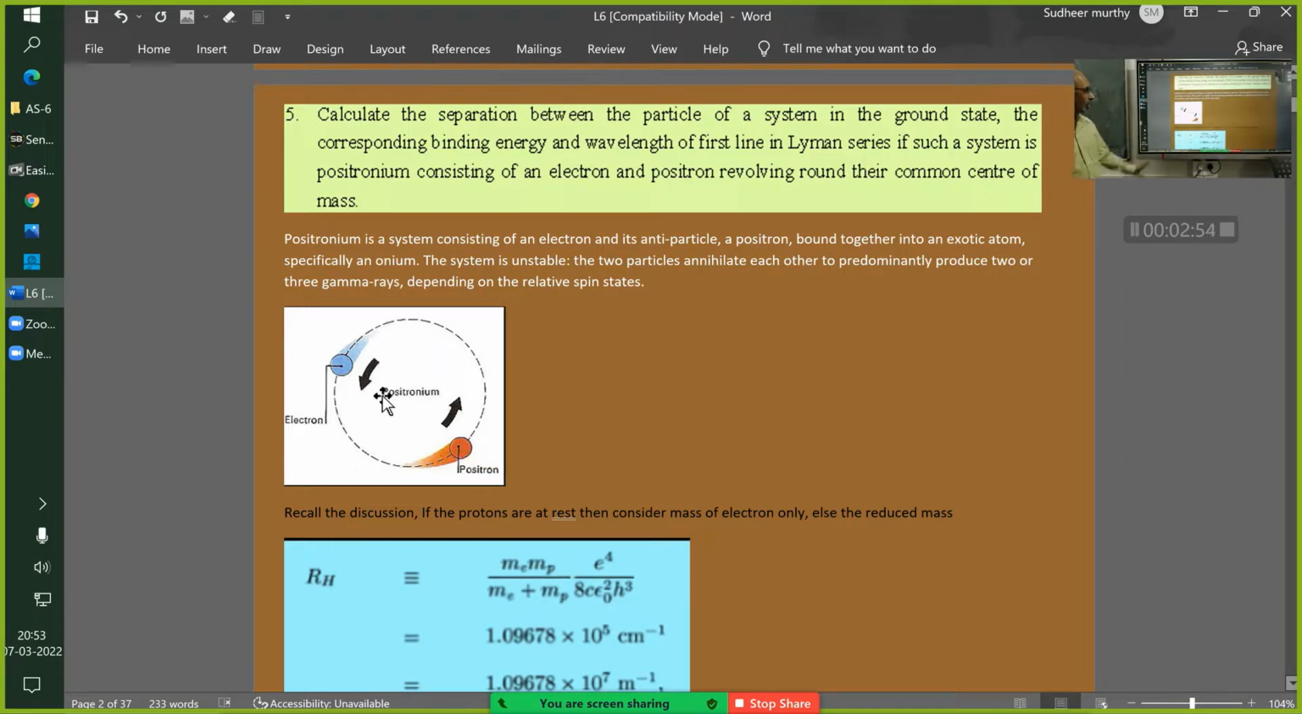So that is called positronium, and there are statements like it will annihilate each other. That means it is unstable. After a very short duration of time, these two will merge and become one. That is called annihilation. Well, that is not important for this problem. In this problem, what is important is you have a system where there is an electron and a positron, and both of them are revolving in this circle like this. That is the system.